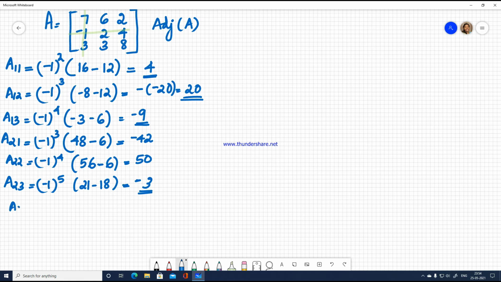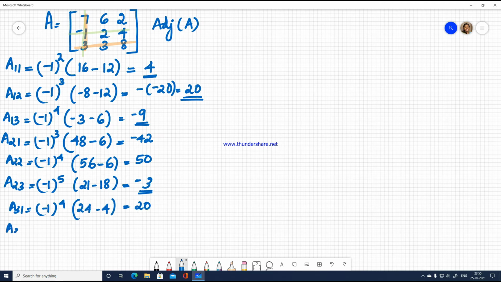Now A31 is equal to (-1) raised to 4. So you cover this particular column and the row, and this particular column and this row. So we'll get the answer as 6 into 4, 24 minus 4, we'll get it as 20.